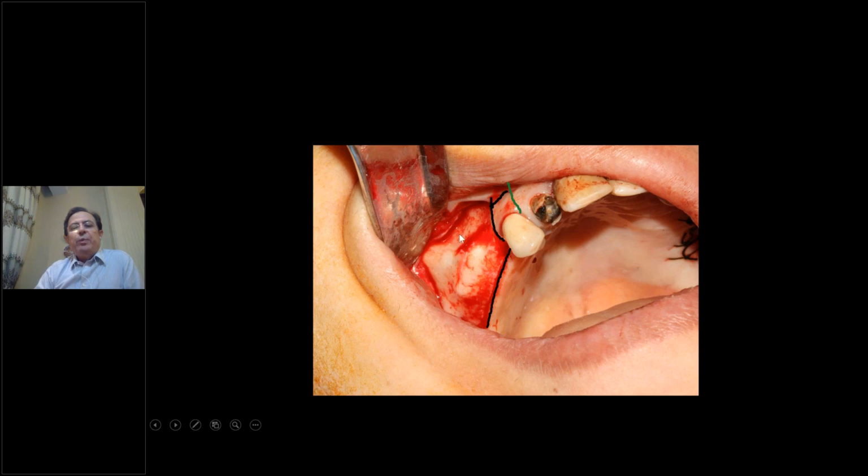When the mucoperiosteal flap is elevated, we must have a good vision in this area, and when we reflect the flap, the sinus will show itself, due to different translucency in comparison with the neighboring bone.